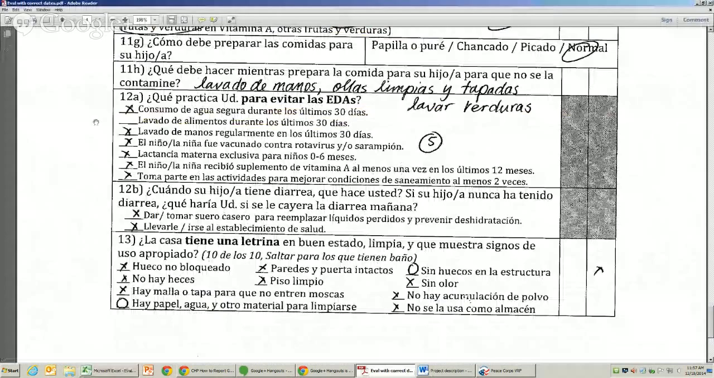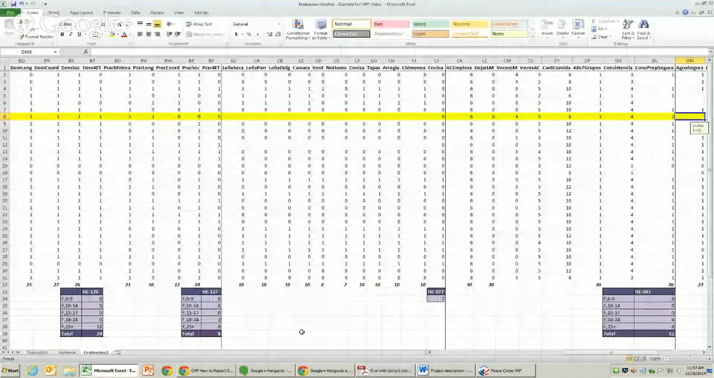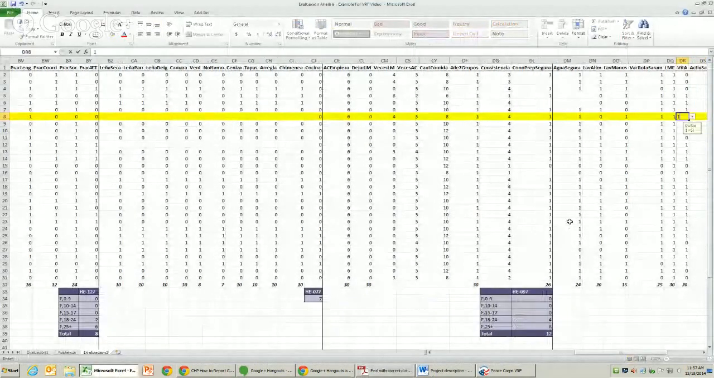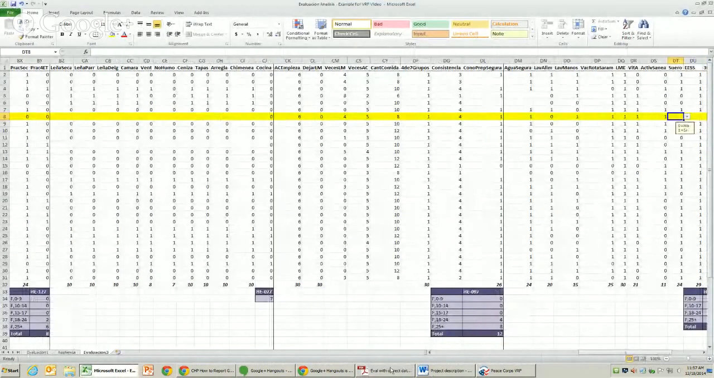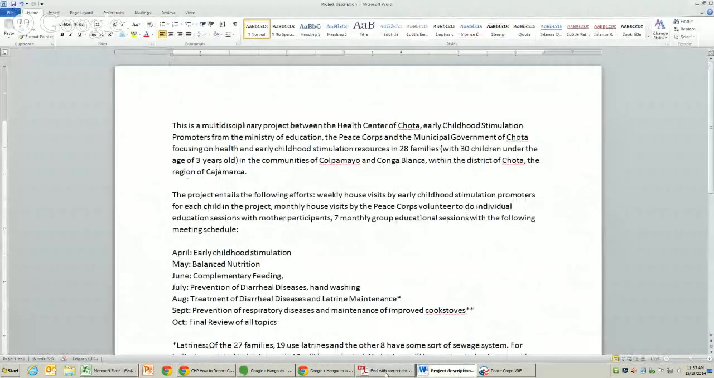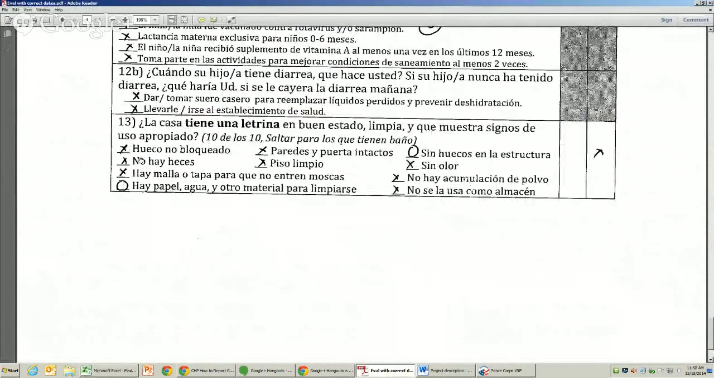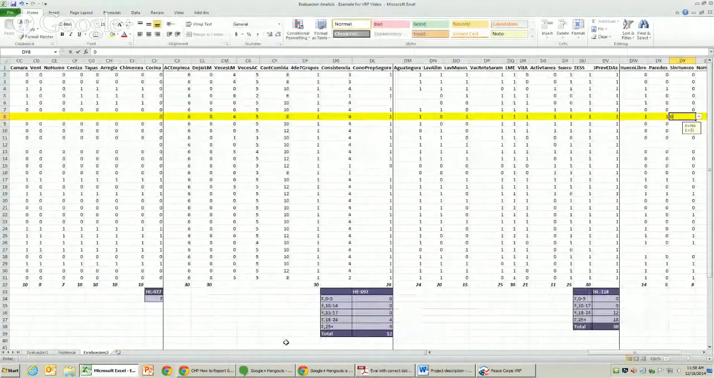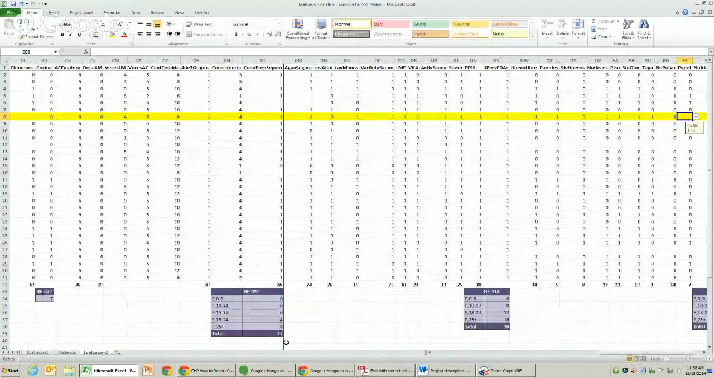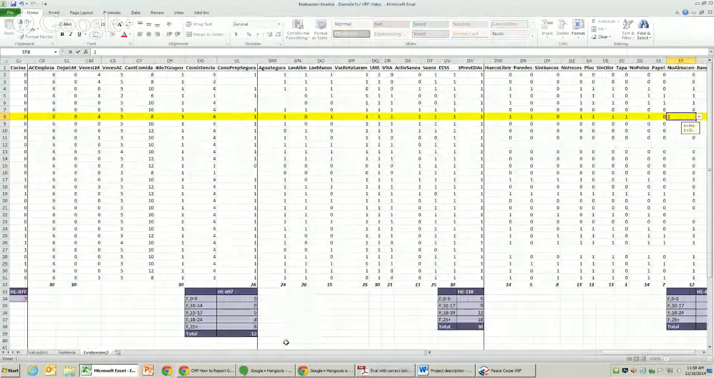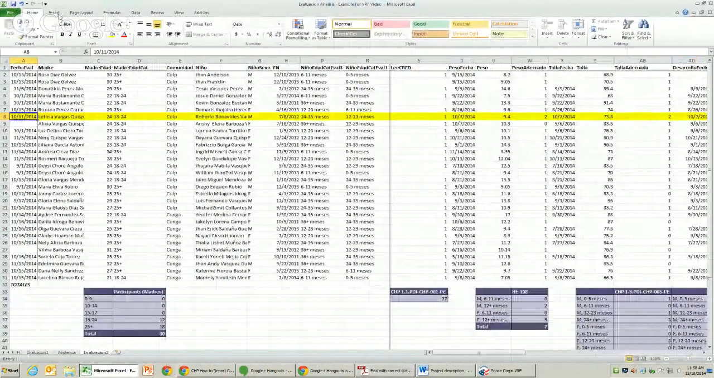They're able to answer everything except the second one about washing fruits. And then for the suero and taking the child to the center, they also did both of those. For the latrine, they answered 2 correctly, then 1 incorrectly, then 3, 4, 5 correctly, 1 incorrectly, and 1 correctly. So 2, 1, 5, 1, 2, 1. Yeah, okay. So now I've got all of our data ready to go.